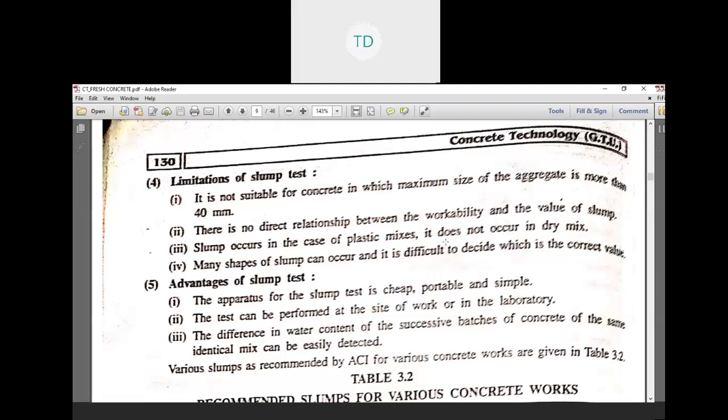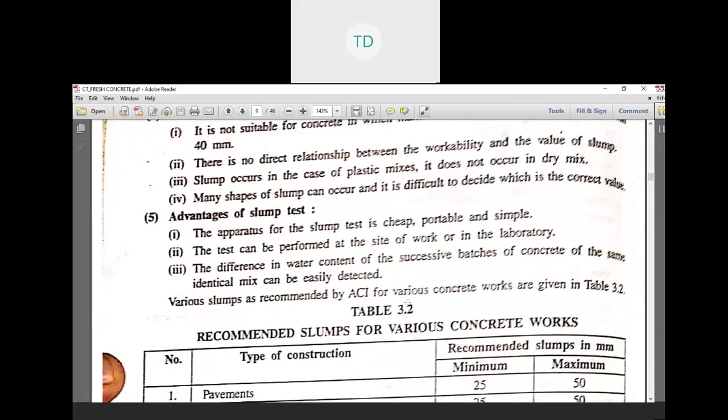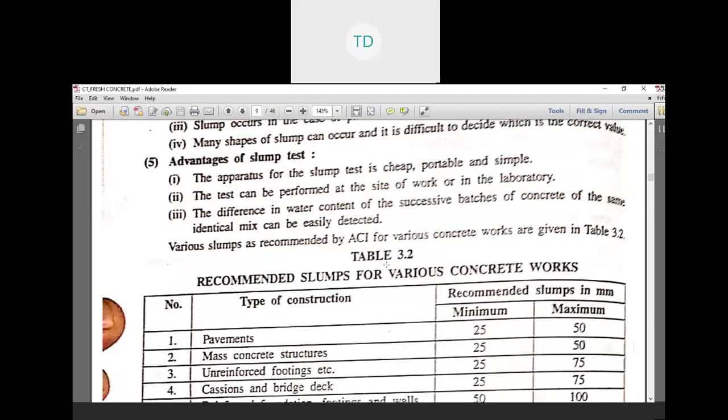Second, there is no direct relation between workability and slump, but from the slump ratio, we can decide the capacity and quality of the concrete. Now, the advantages of the slump test: the apparatus is cheap, portable, and simple. The test can be performed at the site of work or in the laboratory. The difference in water content of successive batches of concrete of the same identical mix can be easily determined.